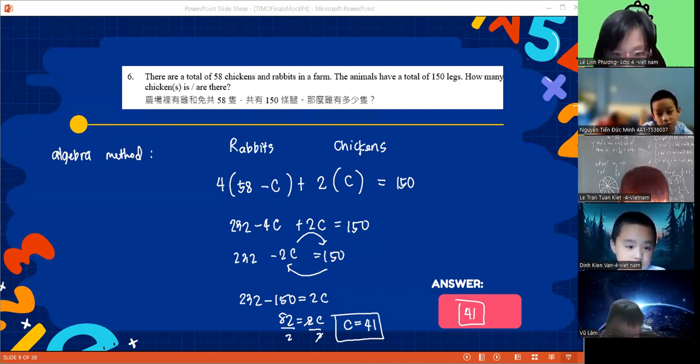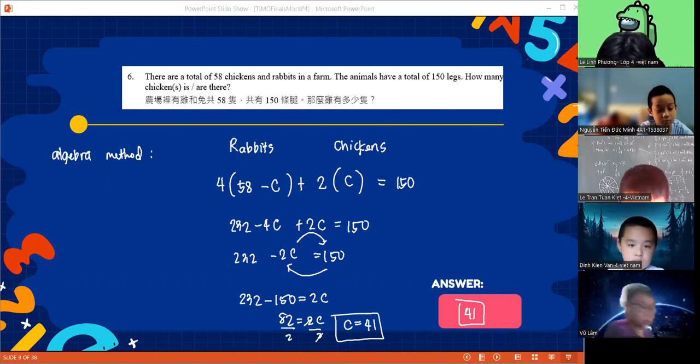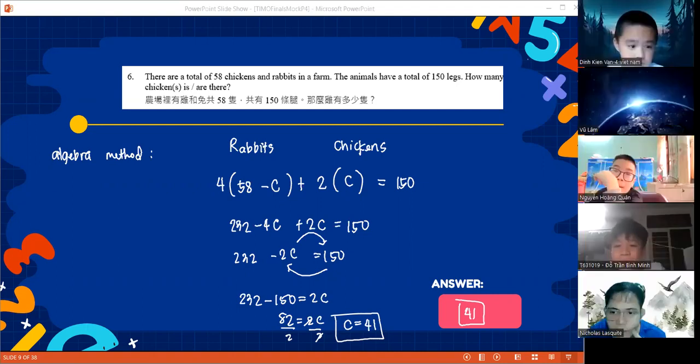Still the same, the answer would still be the same. But take note that the algebra method here is a longer solution, so it's much better if we do it fast. Okay, let's continue. Please don't raise your hand if you don't have any concern, because it's kind of misleading.